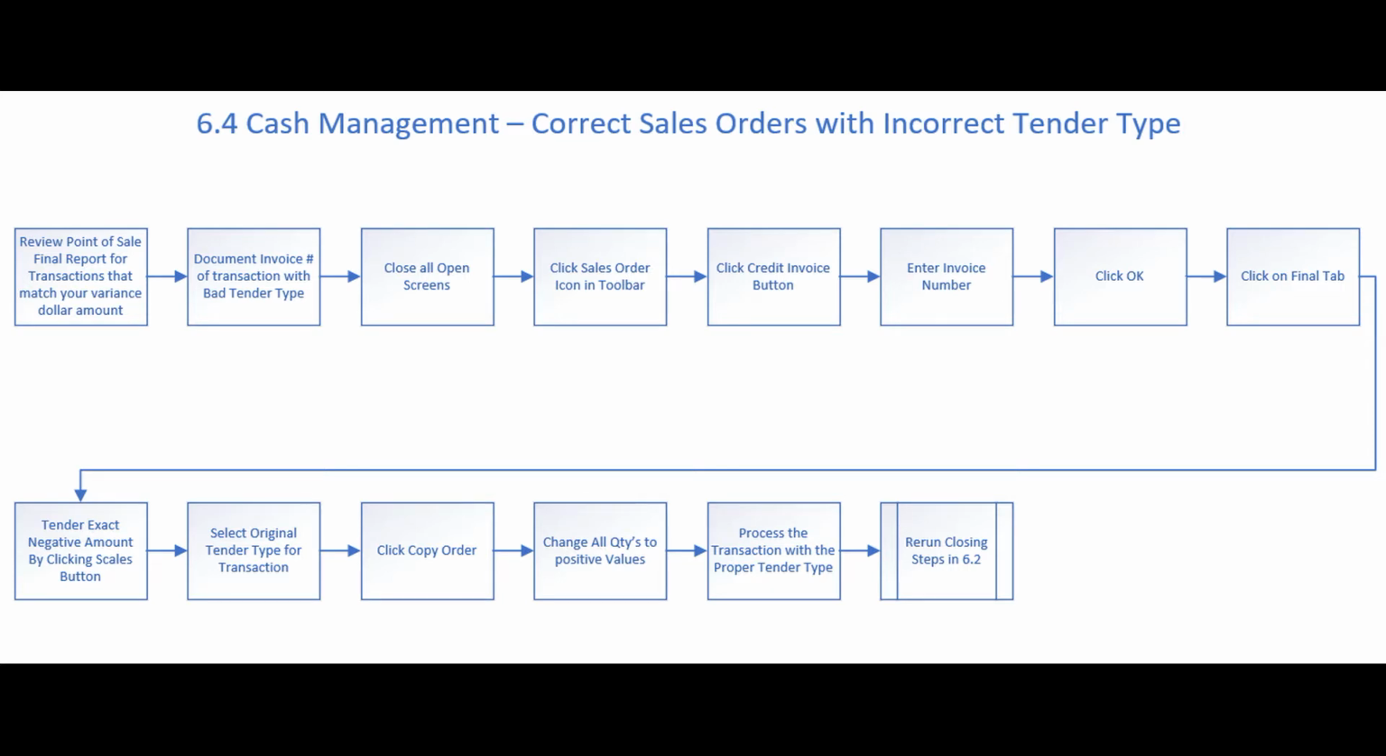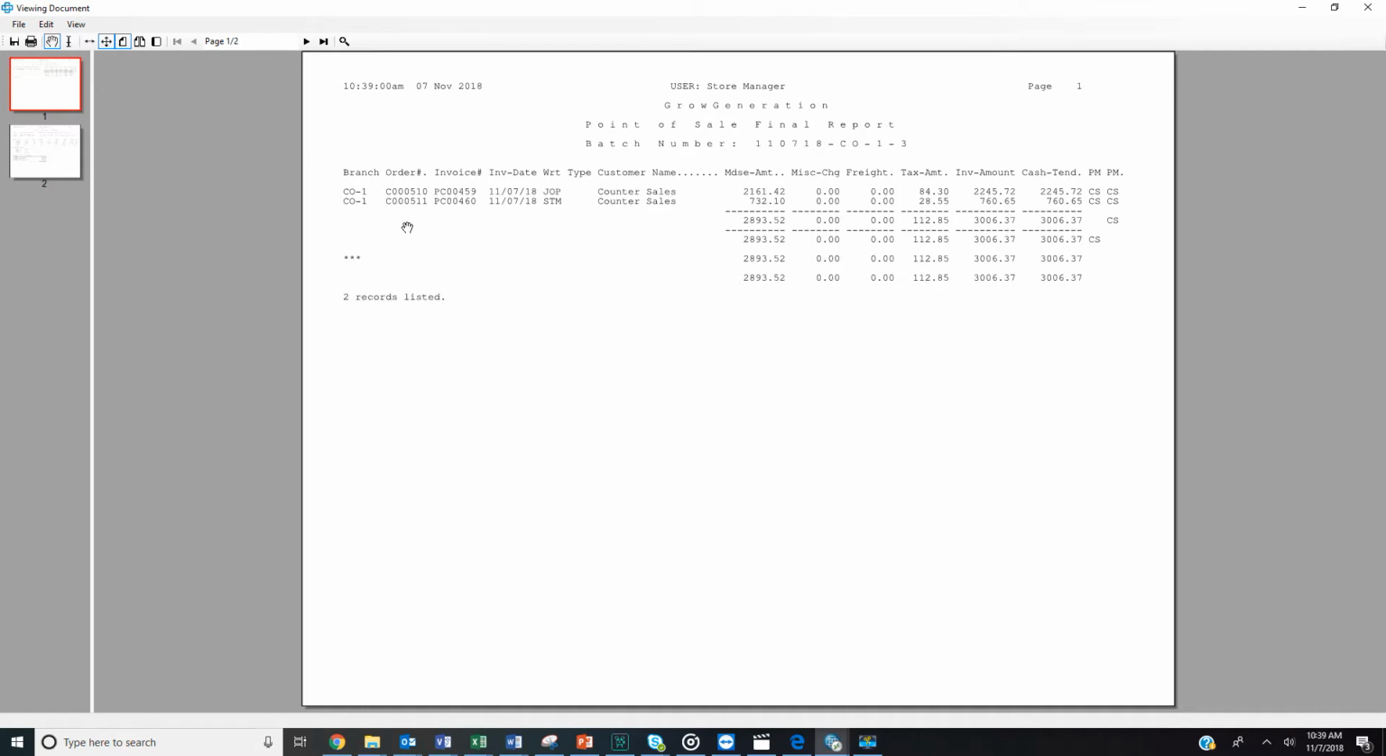In this section, we'll review how to correct a sales order with an incorrect tender type. From your point-of-sale final report, locate the sales order that caused the discrepancy. Document the invoice number related to that sales order, and then close all your windows.